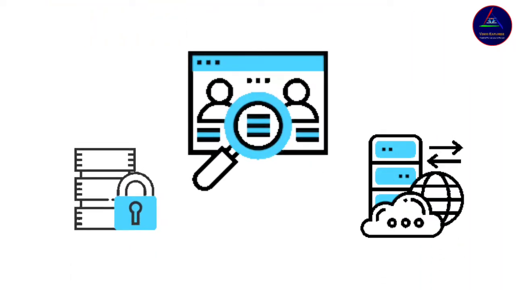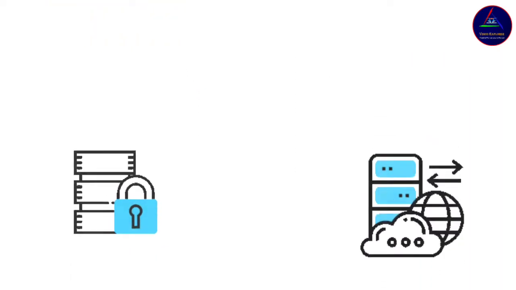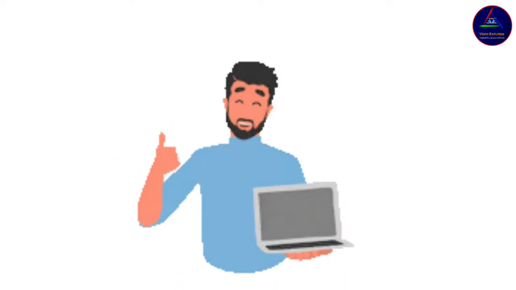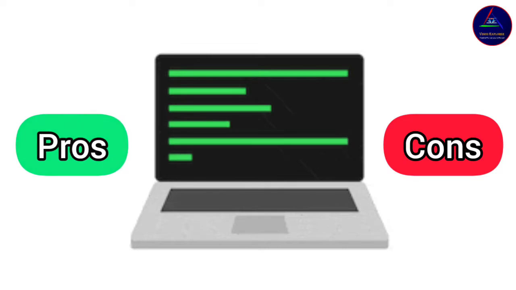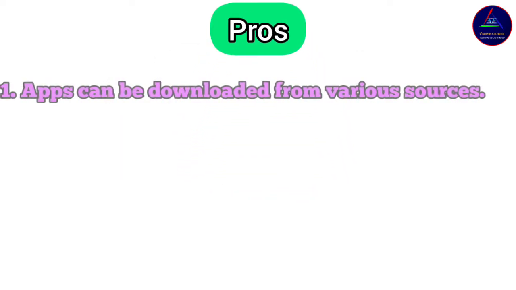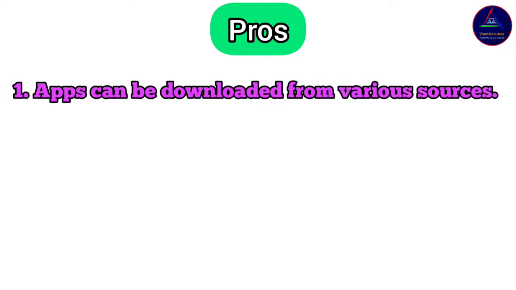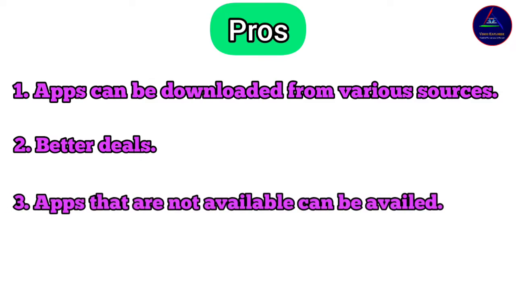Now, as we know what this option signifies and what it means, it would be easy for us to distinguish between its pros and cons and the risk involved in it. Let's see its pros. The first one is apps can be downloaded from various sources, the second one is better deals for apps may be found, and the third one is apps which are not available can be availed if they are available on other sources.